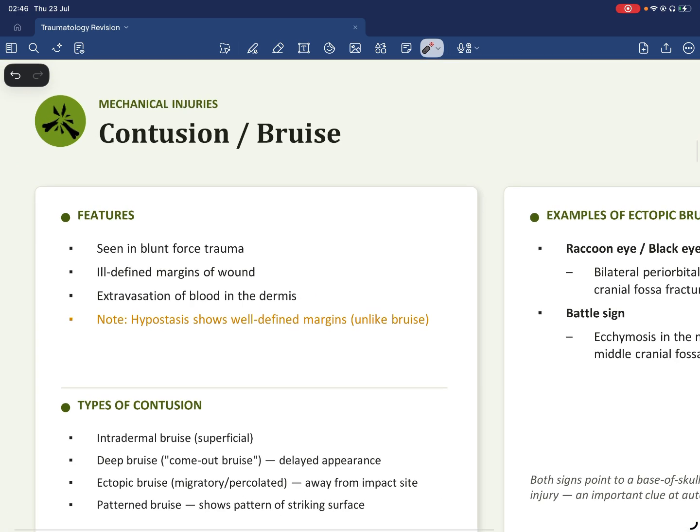Contusion, also known as bruise, is seen in blunt force trauma. It has ill-defined margins of the wound. There is extravasation of blood, or collection of blood, in the dermis, but without discontinuity of the epithelium.